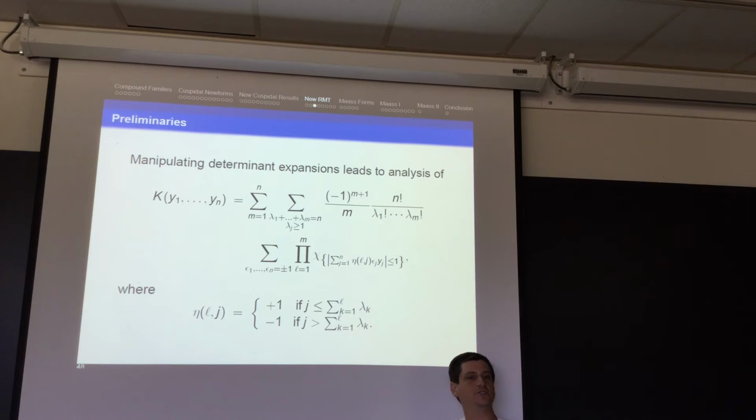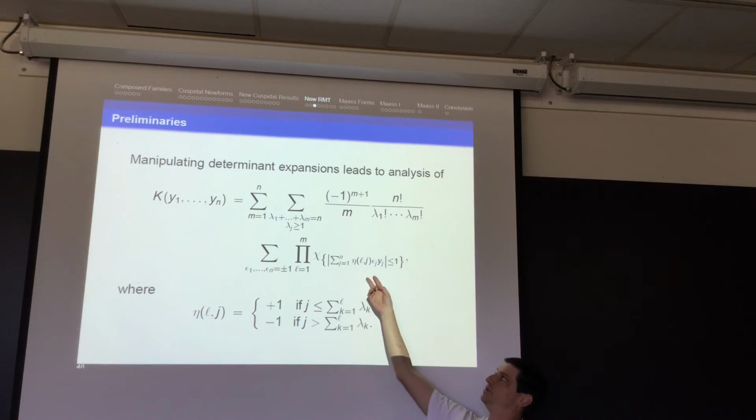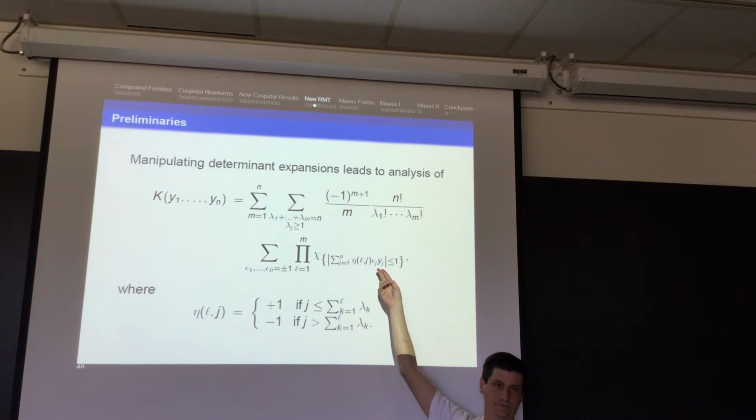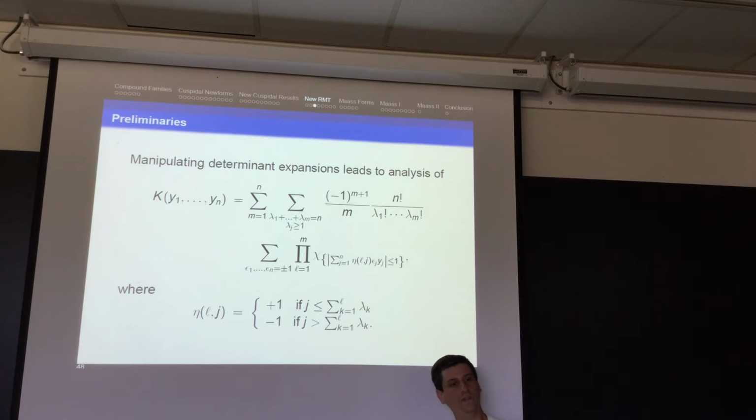Now, what if the y's could be a little bit larger? Well, now I have to worry about something like this. What if the y's could be as large as 1 over n minus 1? Well, I have n terms, and if they all perfectly align, I could get something as large as n over n minus 1 that exceeds 1.